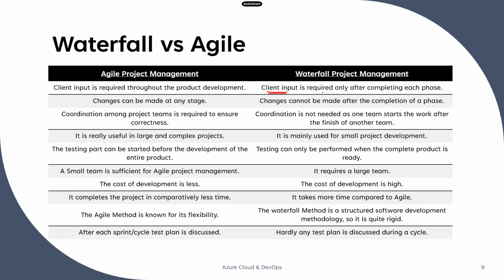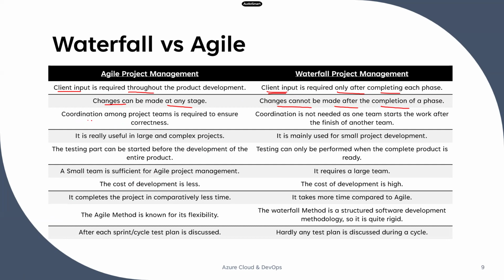Once that phase is done, there is no need for feedback. But in agile, it is not like that. It is required throughout. Here, it is only after completing. Then, what is the advantage of agile? Changes can be done at any stage. But in waterfall, we can't make any change after the completion of a phase, as we said.